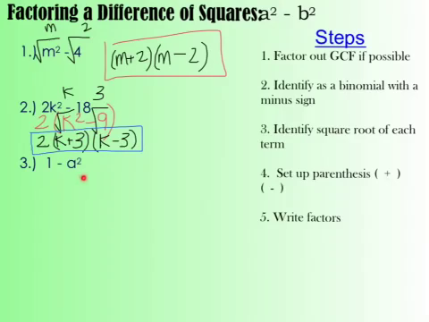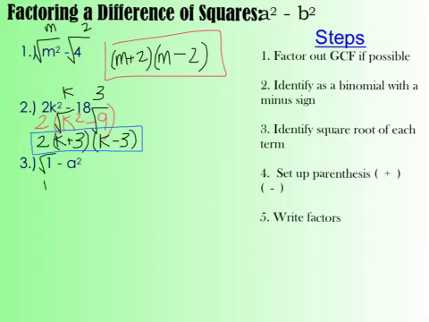There's no GCF. Step 2, identify as a binomial with a minus sign. We have 1, 2 terms, and it's a minus sign. If there wasn't a minus sign, then we would not be able to factor this way. We would not be able to use this method. It's a difference of squares. So it has to be 2 terms, they have to be perfect squares, and there has to be a minus sign.